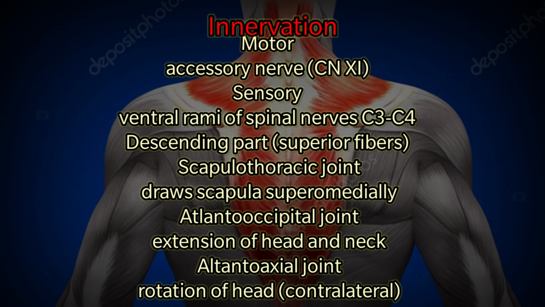Innervation: motor, accessory nerve, that is cranial nerve 11; sensory, ventral rami of spinal nerves C3 to C4 via cervical plexus. Descending part, superior fibers: scapulothoracic joint, draws scapula superomedially.